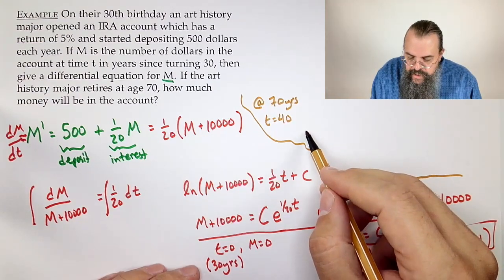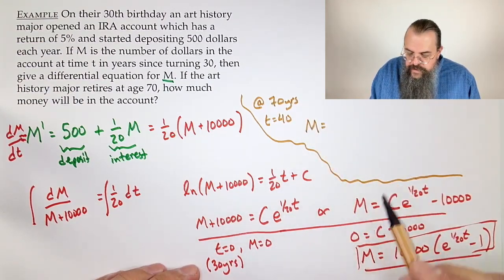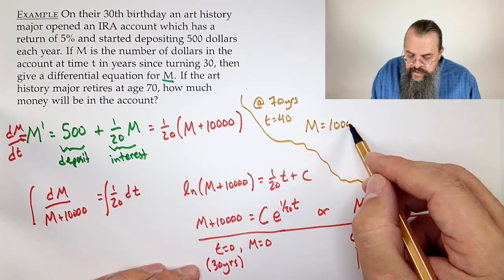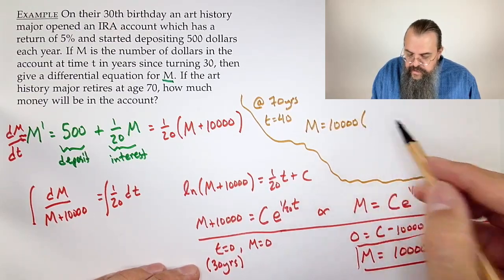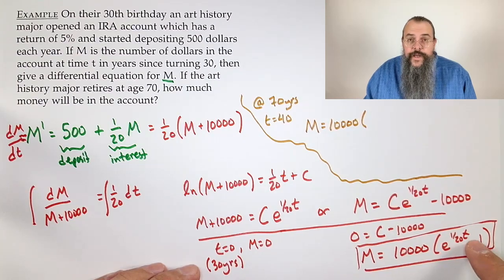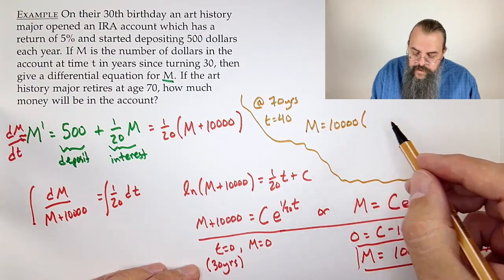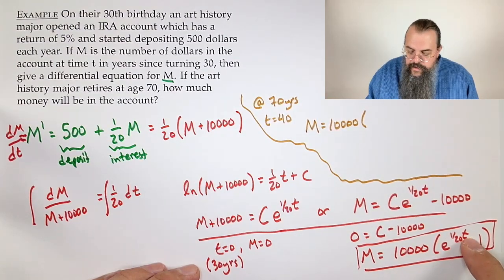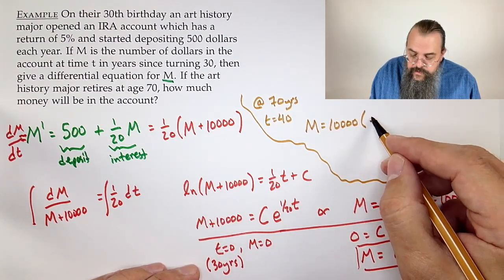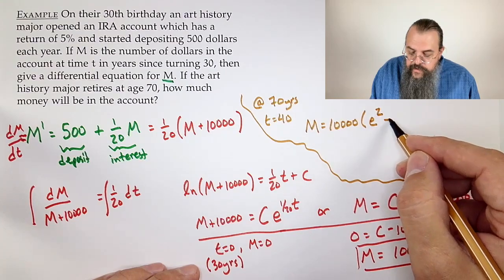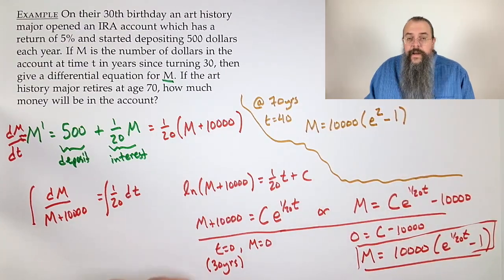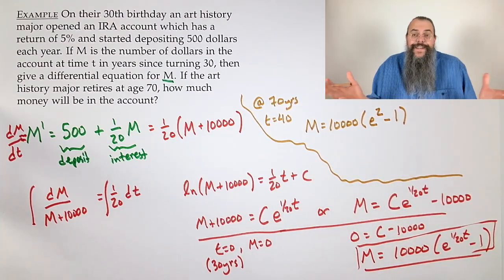We can say, look, our money equals 10,000, and then here we'll have 1/20 times 4, and then 1/20 times 40, that's 2. So e squared, subtract 1. All right, and so that's the answer.